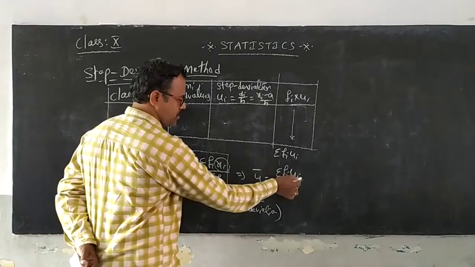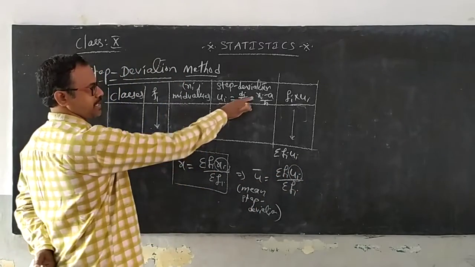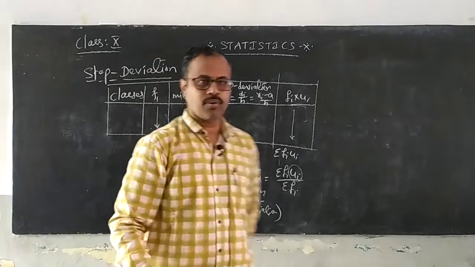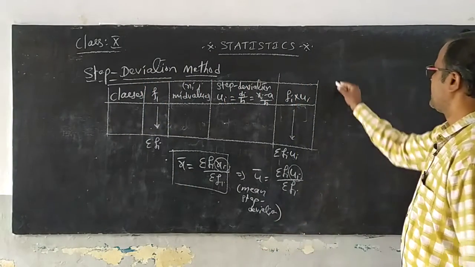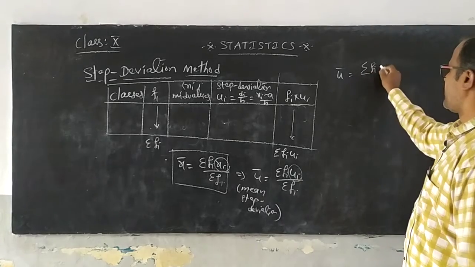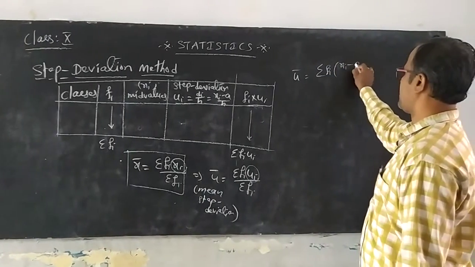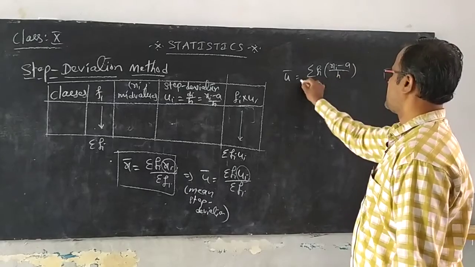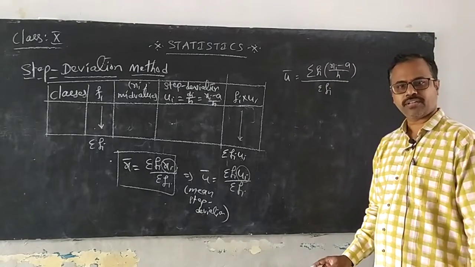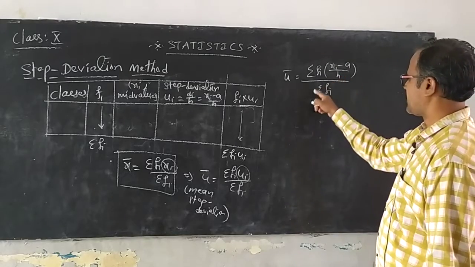Now can you tell me what is the formula for ui? As it is given for you, ui is equal to xi minus a by h. Now we are going to substitute that one there. So you get u bar is equal to sigma fi into xi minus a by h by sigma fi. Is that clear? Now this by h is taken out.